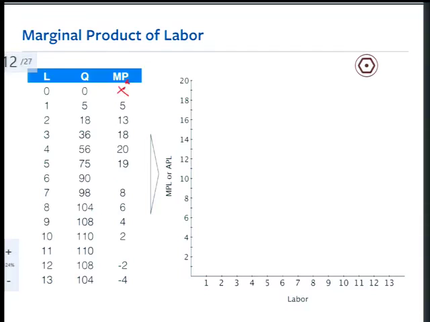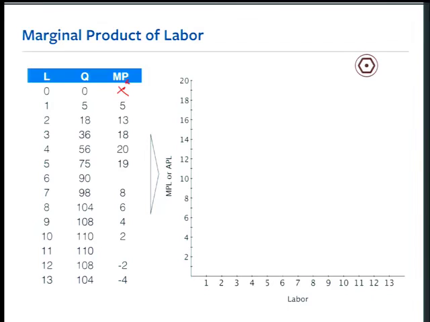But if I go from 8 units of capital, 0 units of labor, I'm producing 0 units of output, to hiring my first worker, so now I have 8 and 1, my output goes from 0 to 5, so total output went up by 5 units. So the marginal product of labor is 5. If I hire one more worker, I go from 1 to 2 workers, and my output goes from 5 to 18. My change in output is 18 minus 5, it's 13. It's the change in output due to hiring one more worker.